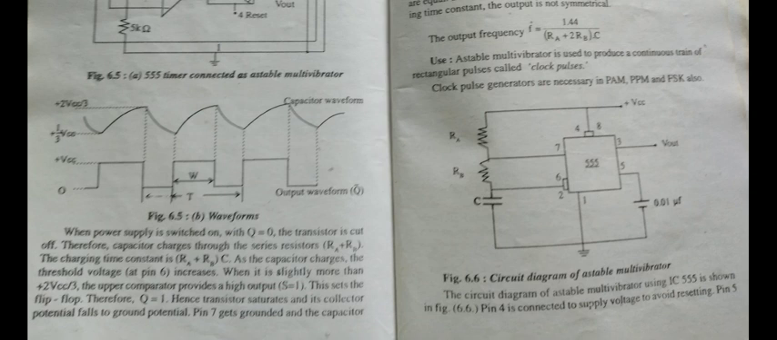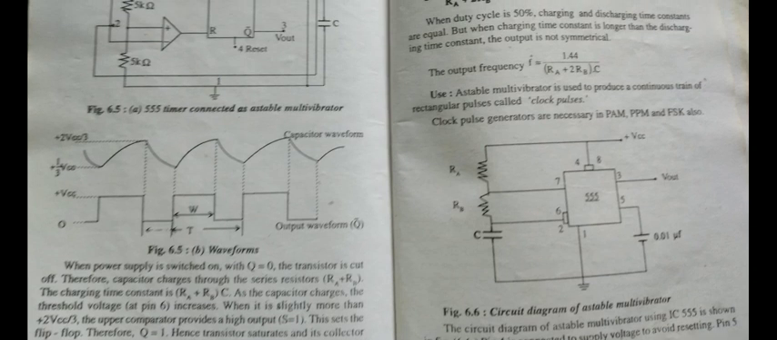Then comes the next part. As the capacitor charges, the threshold voltage at pin number 6 increases. When it is slightly more than +2/3 of VCC, the upper comparator provides a high output, S is equal to 1. This sets the flip flop. Therefore, Q is equal to 1. Hence, the transistor saturates and its collector potential falls to ground potential. Pin number 7 gets grounded and the capacitor discharges through RB.